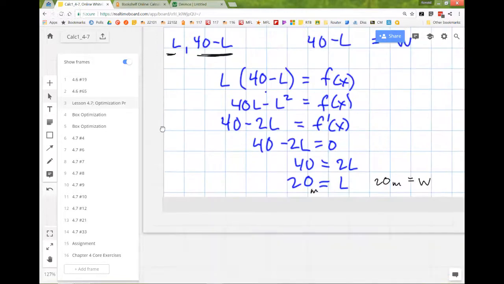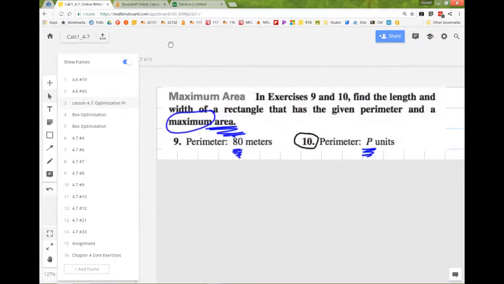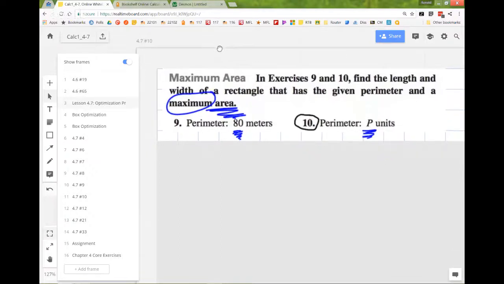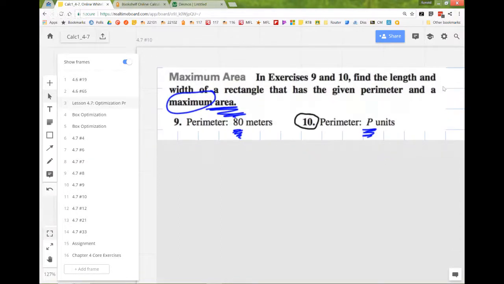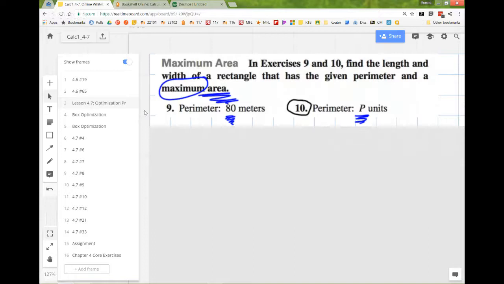I guess we're going to do number 10 now. So number 10, find the length and width of a rectangle that has a given perimeter. This time we only have P units. Okay, so we have an extra little complexity here. Instead of having a number that is the perimeter, we have a constant, P.